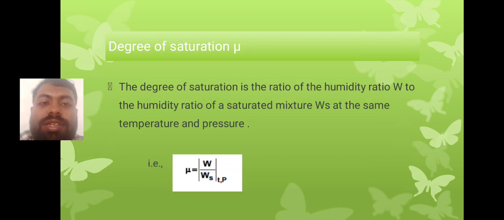Degree of saturation, mu. The degree of saturation is the ratio of the humidity ratio W to the humidity ratio of a saturated mixture Ws at the same temperature and pressure. Mu is equal to W by Ws at T, P.